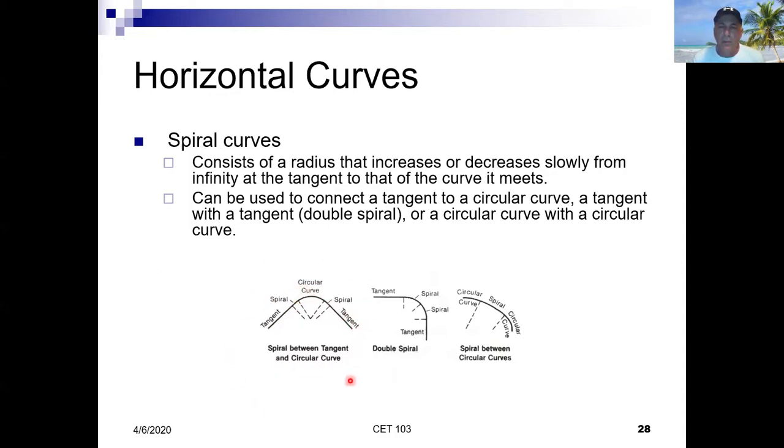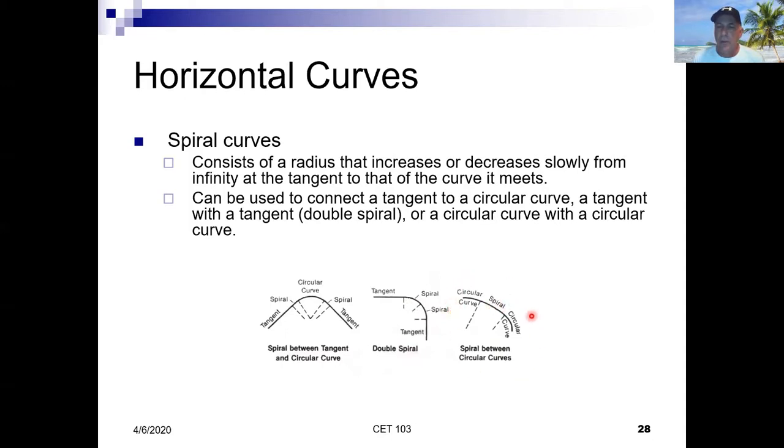Here are some examples of three types of spiral curves. This spiral curve is between two tangents. This is what we call a double spiral here, where it comes in with a tangent, out with a tangent, and then two spirals leading in and out of it. Again, remembering that these curves are non-radial, so the curve keeps changing its radius along the way.